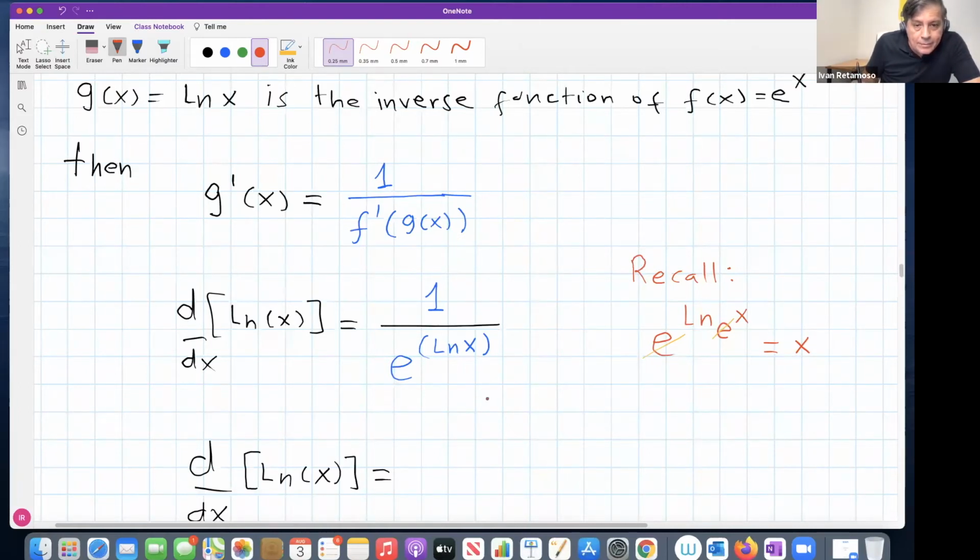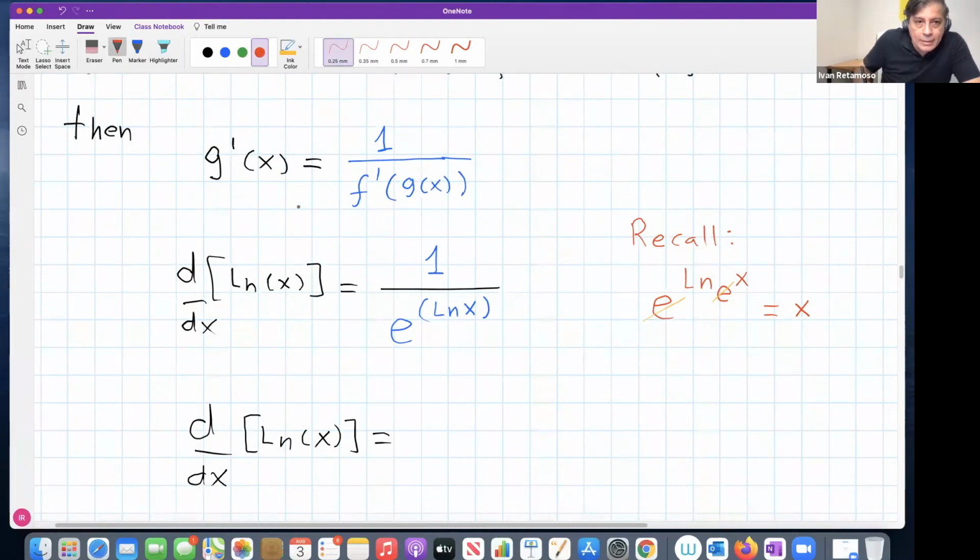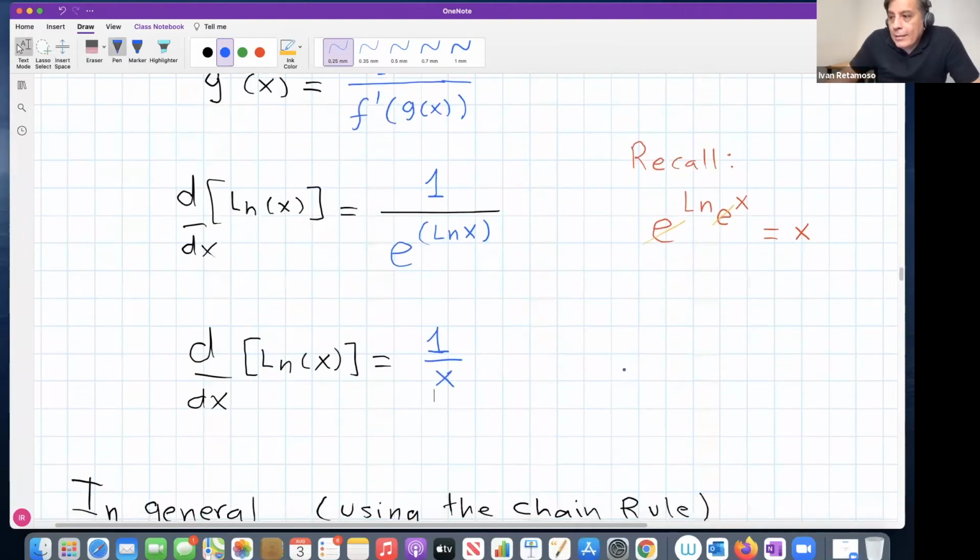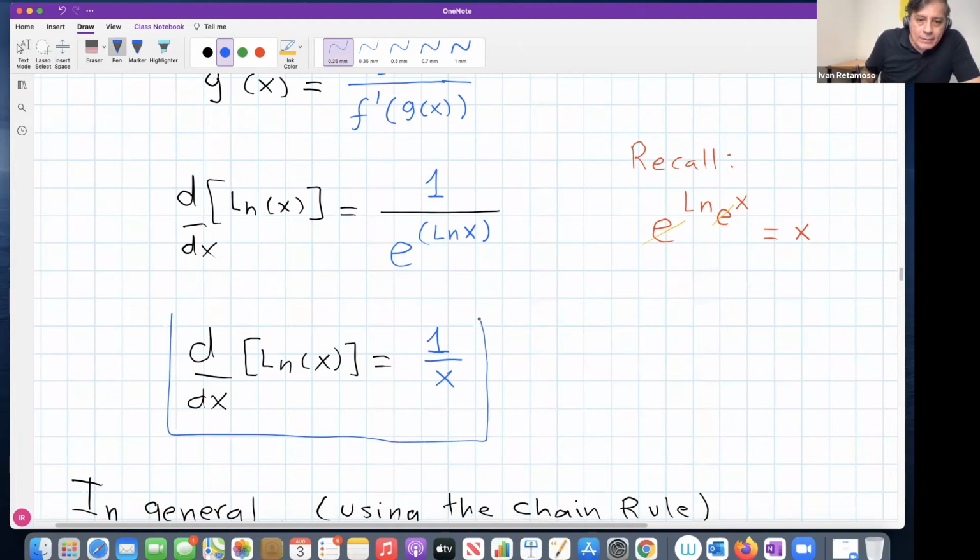This is e to the ln x, so this one is 1 over x. Another surprising result, guys. The derivative of natural log of x is simply 1 over x. Try to memorize that because we're going to use this result a lot. The derivative of natural log of x equals 1 over x.